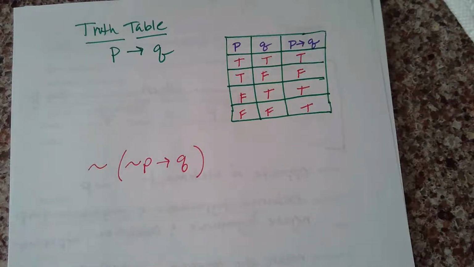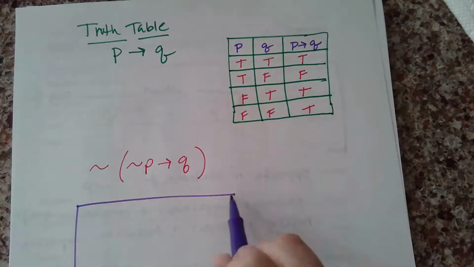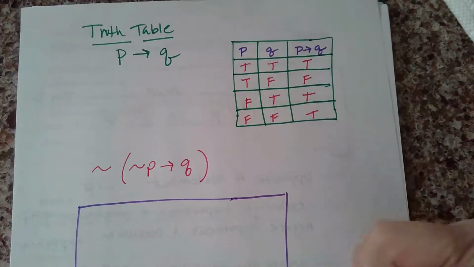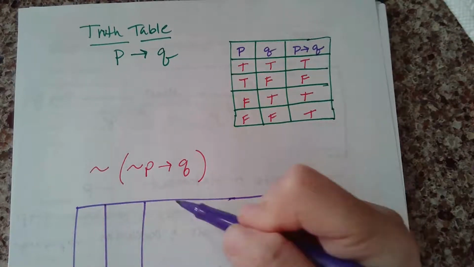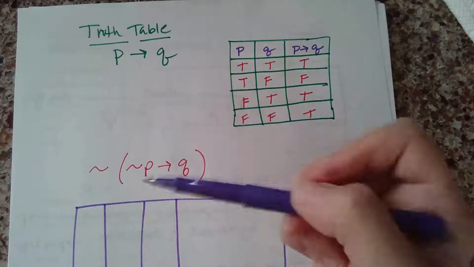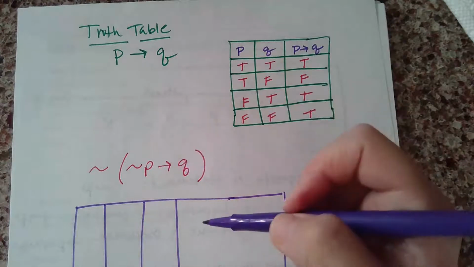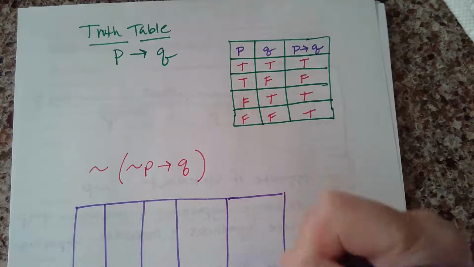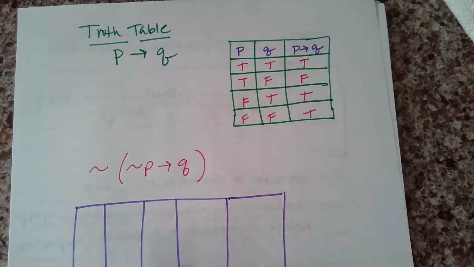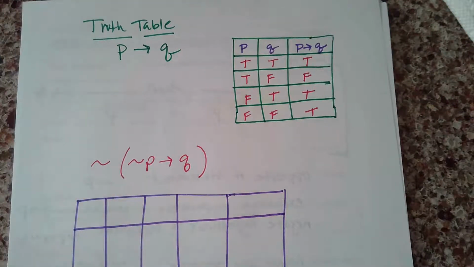So what I'm going to do is show you a truth table. I'm going to make this one a little bit bigger because we have a bit more to add in it. Then I'm going to do P and Q. And then I'm going to do one for not P. I know I have P and Q, but I need another column for not P because there's a whole thing for not P. And then I want another whole column for not P implies Q.